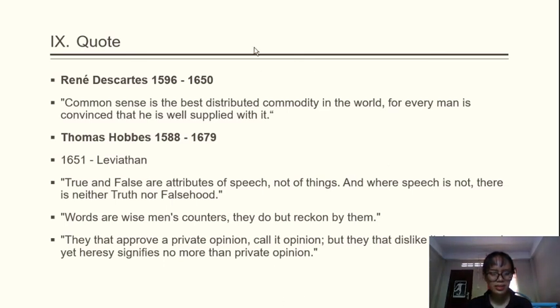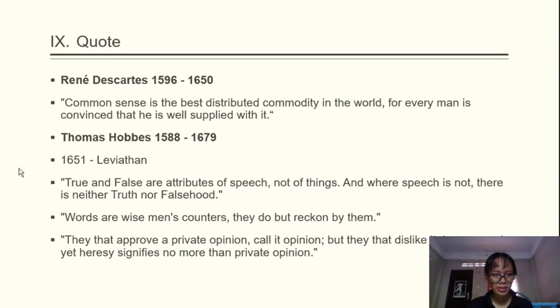Most of this is talking about reasoning. First, René Descartes said that common sense is the best distributed commodity in the world, for every man is convinced that he is well supplied with it. So he focused on common sense, the perception, the idea, the thinking, analyzing, that you will use rather than power, rather than superstition.